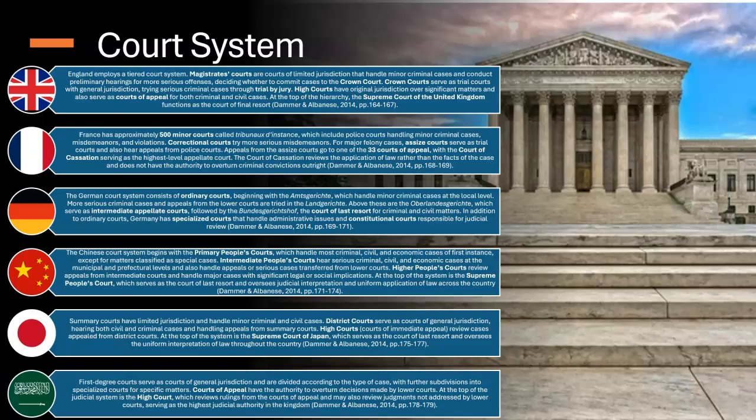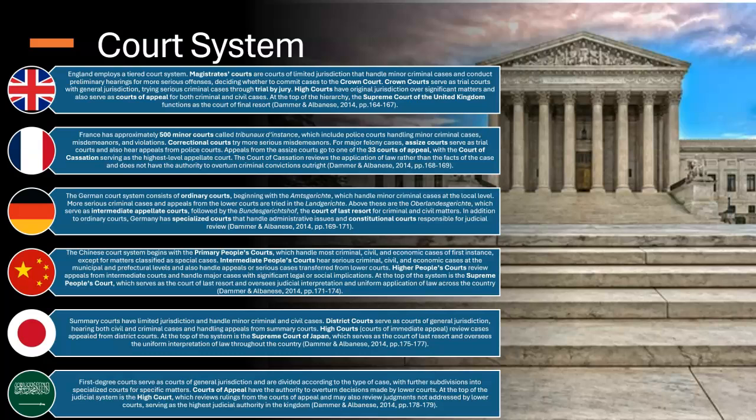In France, the courts of limited jurisdiction are the Tribunal d'instance, the courts of general jurisdiction are the Assize courts, and the courts of intermediate appeal are the Courts of Appeal. In Germany, the courts of limited jurisdiction are the Amtsgericht, the courts of general jurisdiction are the Landgericht, and the courts of intermediate appeal are the Oberlandesgericht.